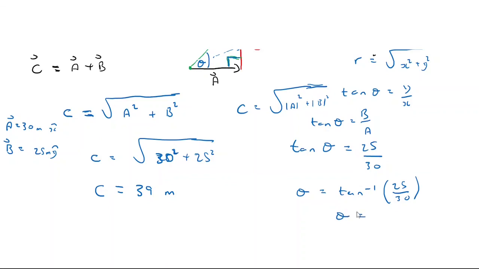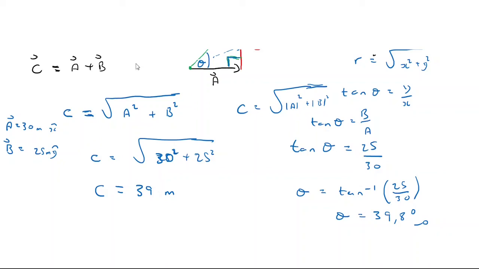Make sure that your calculator is in degrees, for those of you that sometimes use calculators in other forms. If you don't understand anything that I've said now, just don't worry about it. So it turns out that the angle is going to be 39.8 degrees. So that's what theta is. This is the direction, and this is the magnitude.